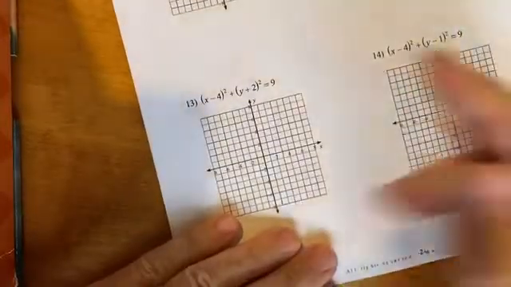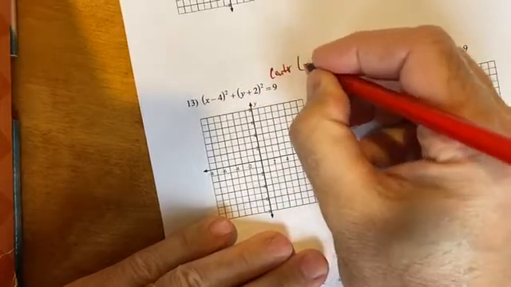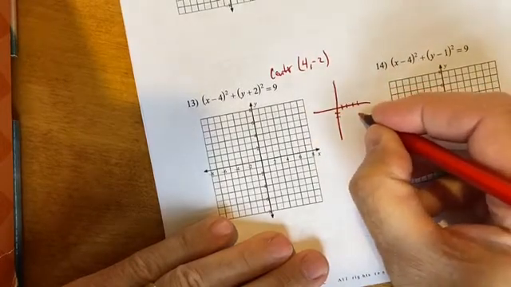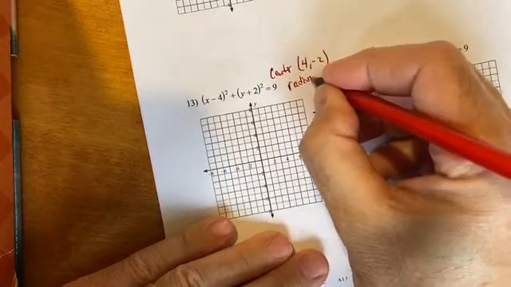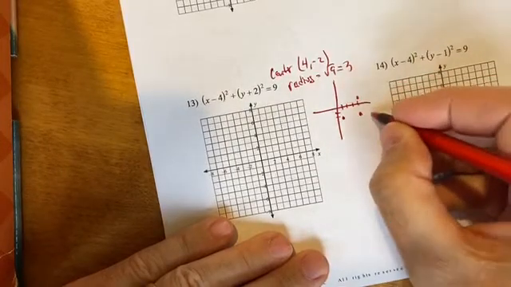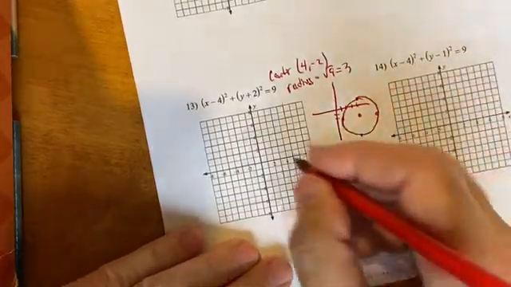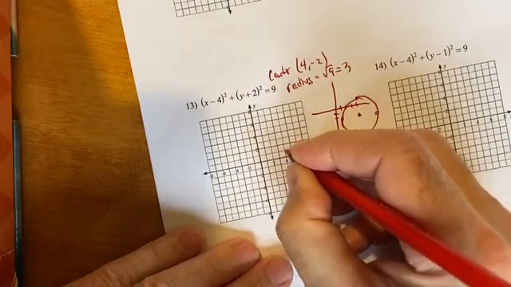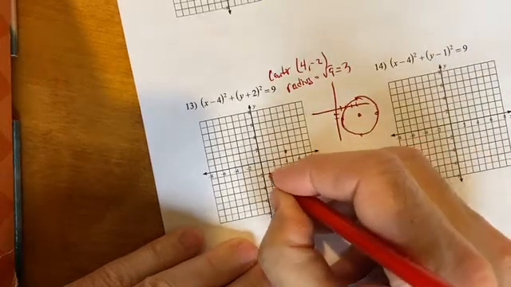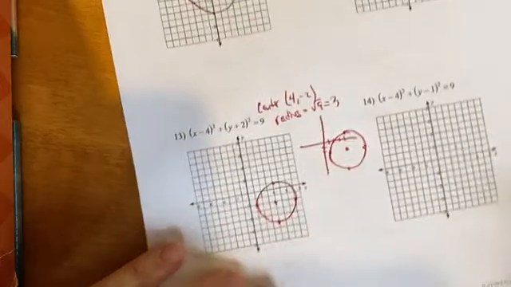Not terrible. So this one, the center is positive 4, -2. It's right there. And the radius is the square root of 9, which is 3. So from here, come to the left 3, up 3, right 3, down 3, draw your circle. Okay? So 4, -2 is there, up 3, 1, 2, 3, right 3, down 3, left 3, and draw your circle.